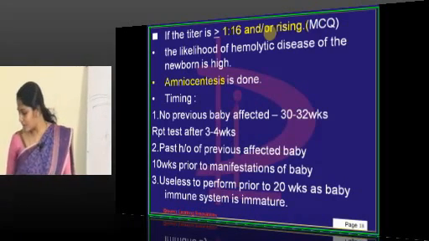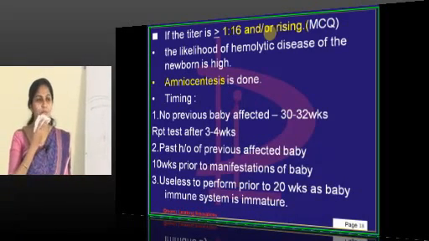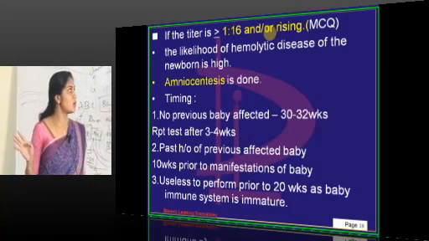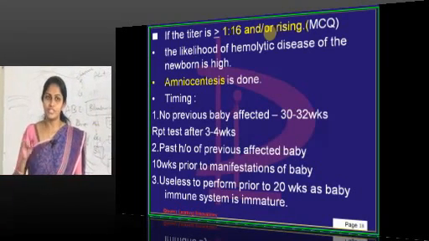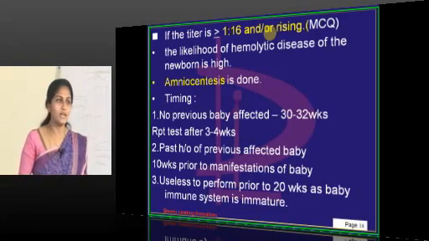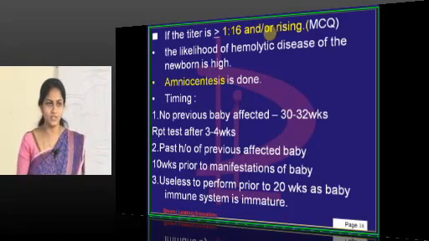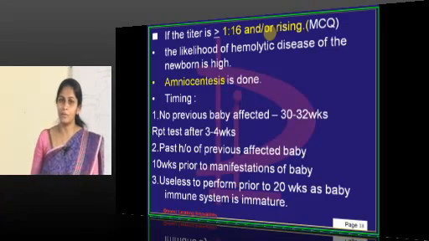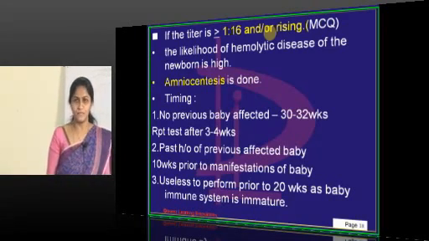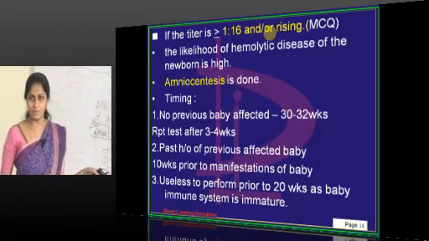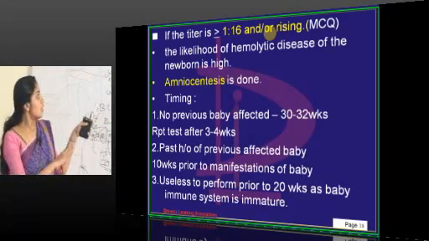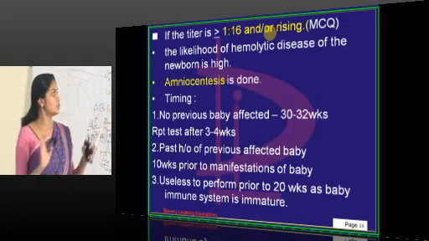What is the timing of the amniocentesis in an Rh negative pregnancy? This was asked for you. Suppose this is the first pregnancy, you have done ICT and it is positive, you have done the antibody titer and it is greater than 1:16. After 1 month I repeated it, and now it has increased to 1:32. So now I want to do amniocentesis. If previously there were no babies, or the previous baby was normal, I will do it at 30 to 32 weeks.